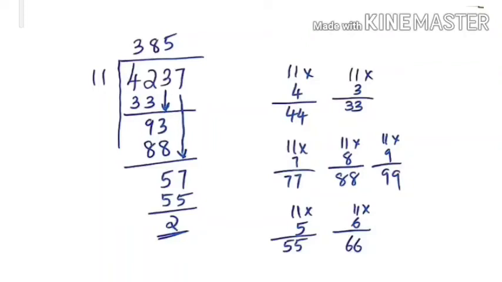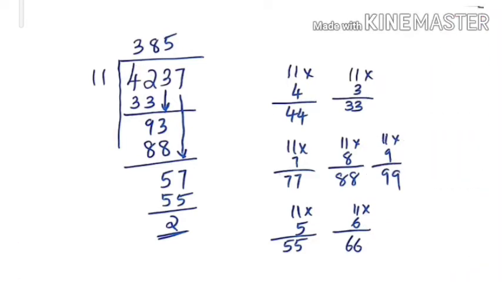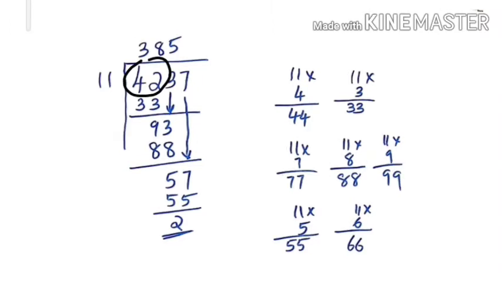In this video, we are going to learn how to divide a 4-digit number by a 2-digit number. Here is the first example: 4237 divided by 11. We can't divide 11 from 4, so combine the first two digits. 42 by 11. How many 11s are there in 42?